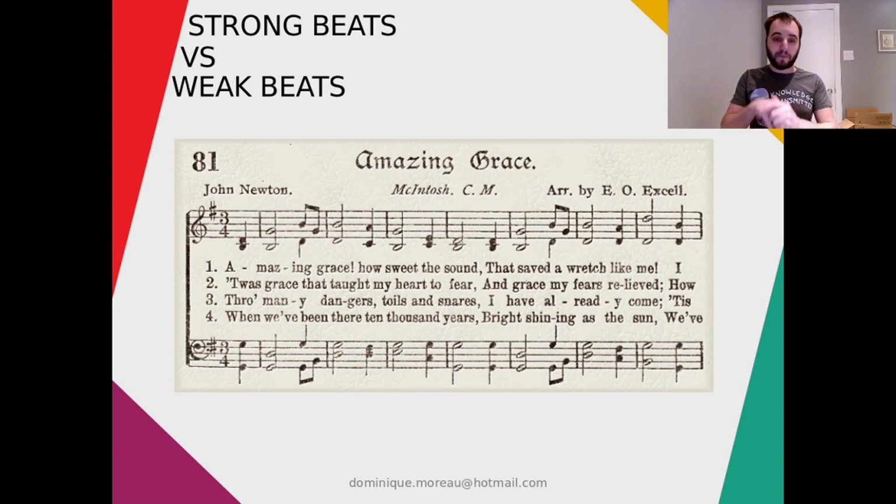One exception to this is measures with 4 beats. Supposed to be beat 1 strong, beats 2, 3, 4 weak. But in practice, beat 3 tends to be strong as well. Theoretically though, beat 3 should be weak.